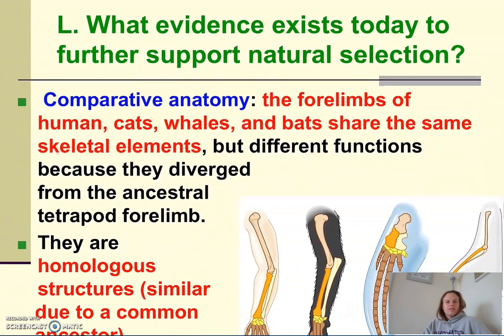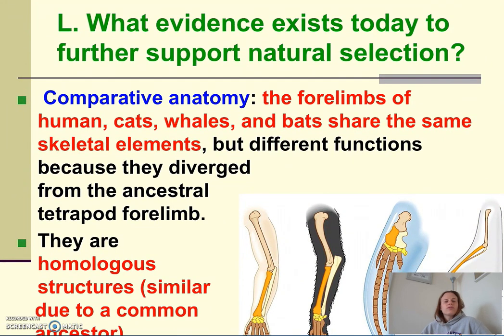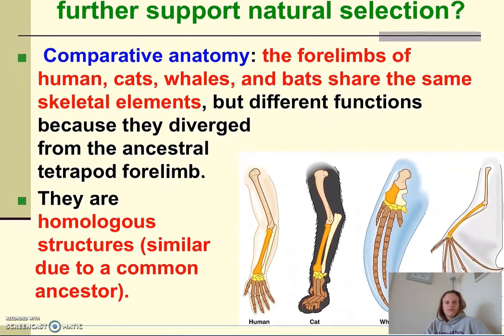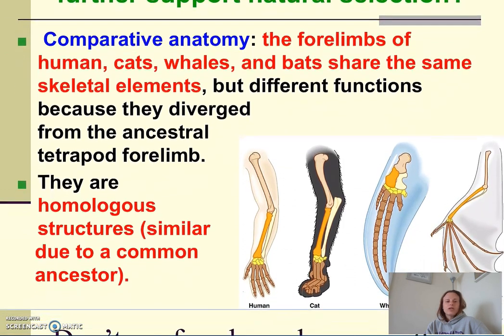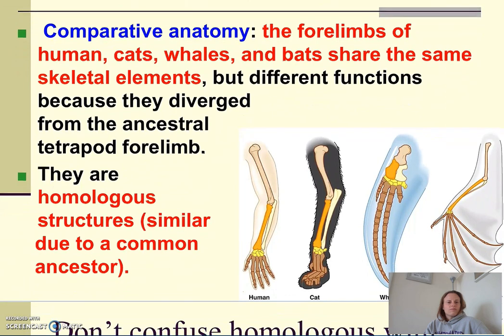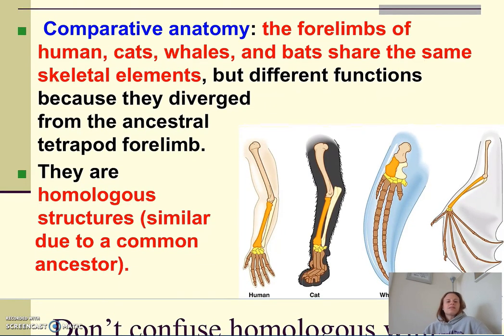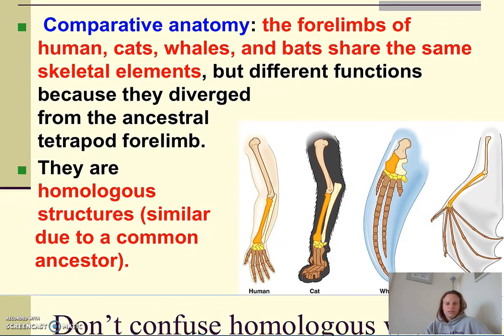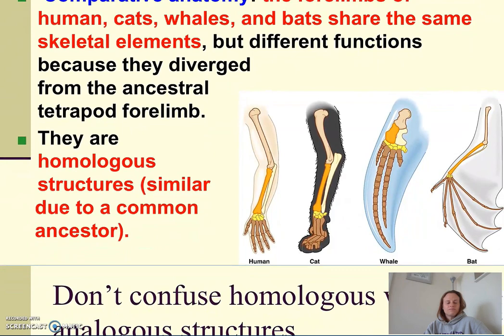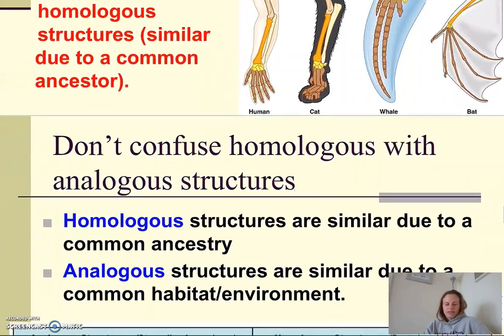Well, then other key pieces of evidence helped further support Darwin's theory of evolution, which said that we all come from a common ancestor. So comparative anatomy involves comparing bone structure. For example, the forelimbs of humans, cats, whales, and bats all share the same skeletal elements. So these are called homologous structures. In other words, they are structures that are similar because all of these organisms have a common ancestor.